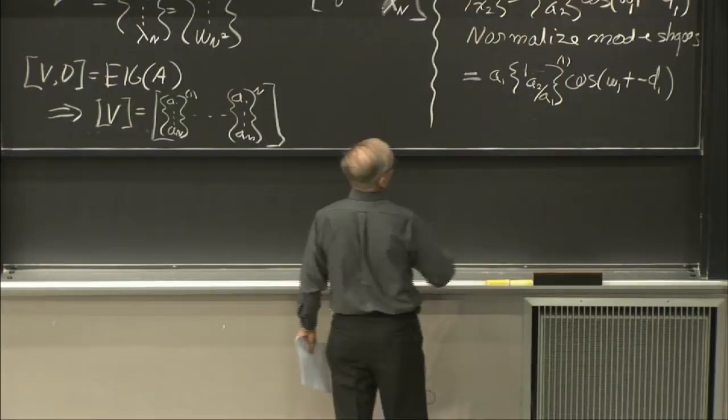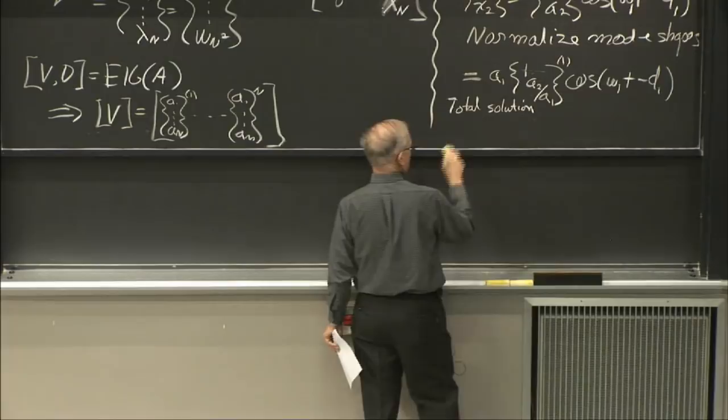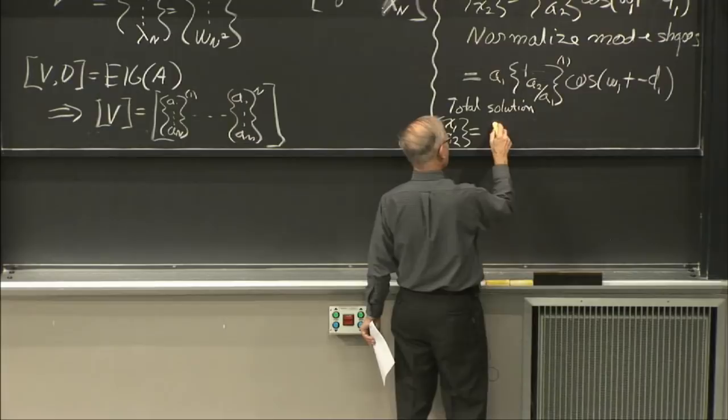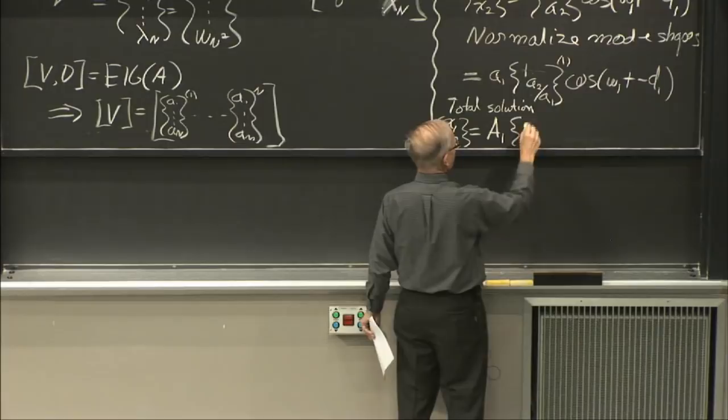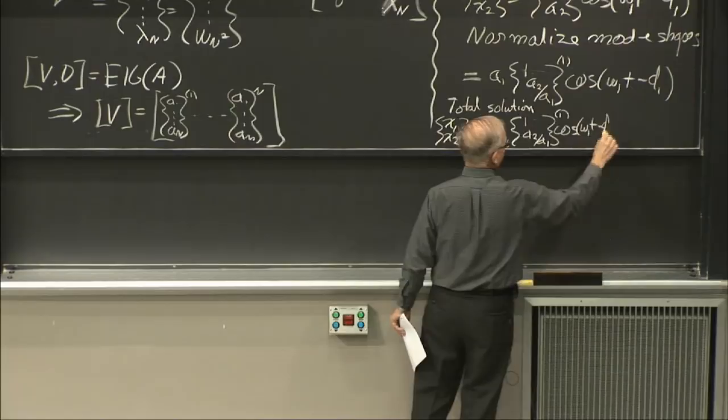The total solution is x1, x2. And this is where the mode superposition part comes in: some undetermined constant A1 times the mode shape, 1 and A2 over A1, for mode 1, cosine omega 1 t minus phi 1. And I'm going to run out of room.